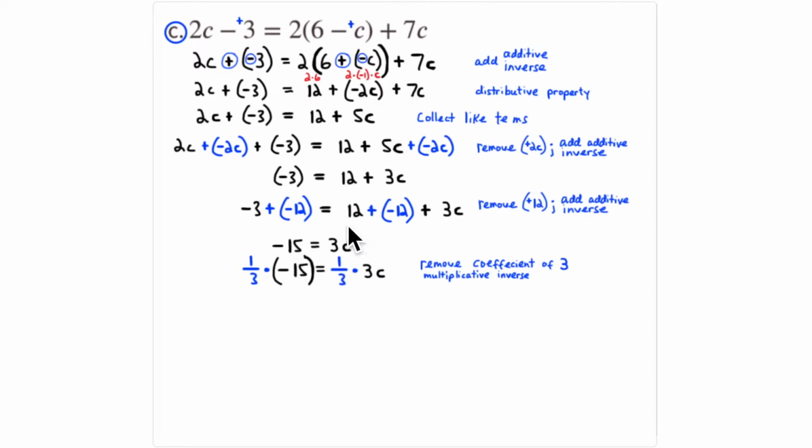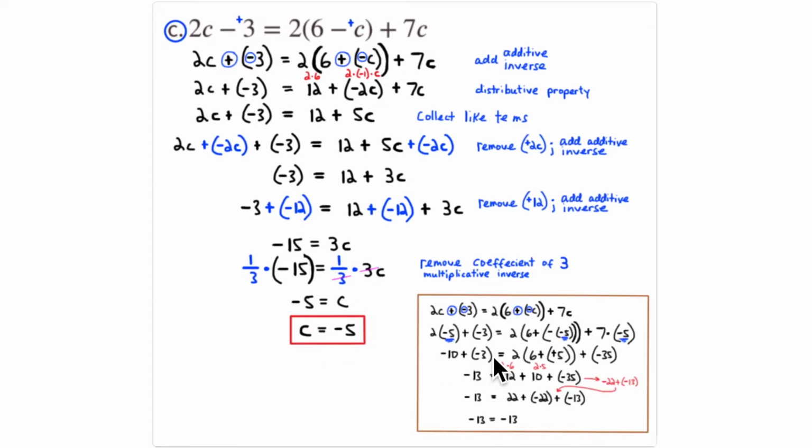So if 1/3 of 3c is c, then you have to calculate what 1/3 of negative 15 is. So 1/3 of this side, you have to also look at 1/3 of this side. So 1/3 of negative 15 is negative 5. So remove the coefficient of 3 by using the multiplicative inverse, which is 1/3. So c equals negative 5.